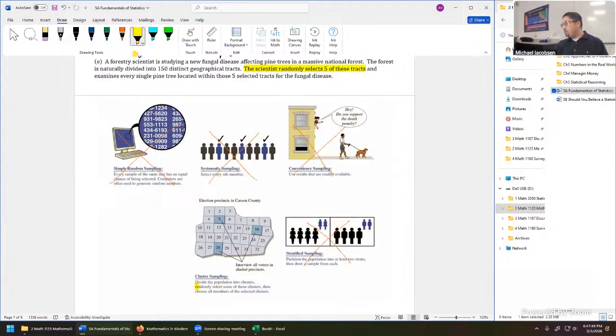We can't just choose the geographical tracts that are easy to get into. So if one of them involves sheer cliffs, then sorry, it's part of the sample. The foresters are going to have to go out there and look at those trees, even if they're going to be rappelling off a cliff.